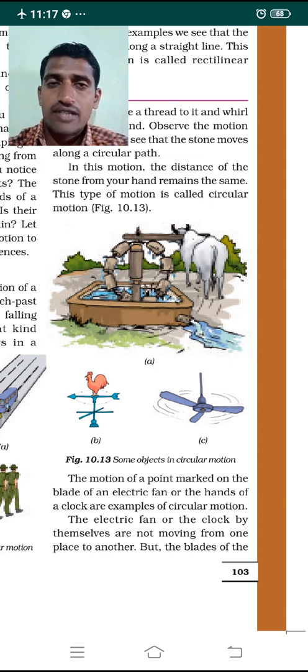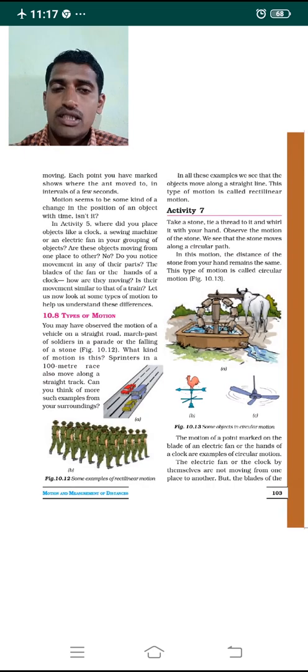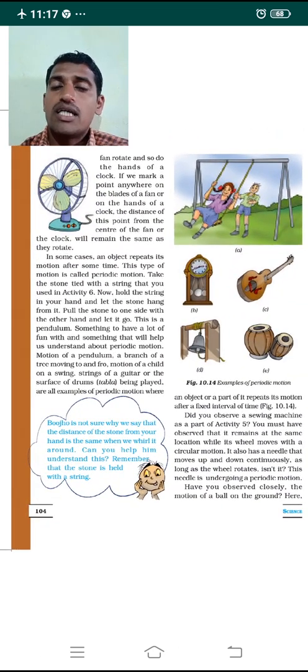The electric fan or the clock does not move from one place to another itself. Actually, the blades of the fan are moving, and the hands of the clock are moving. These are examples of circular motion. The blades of the fan rotate, and so do the hands of the clock. Both are in a similar manner. It is not the fan or the clock as a whole that rotates, but the blades of the fan and the hands of the clock.